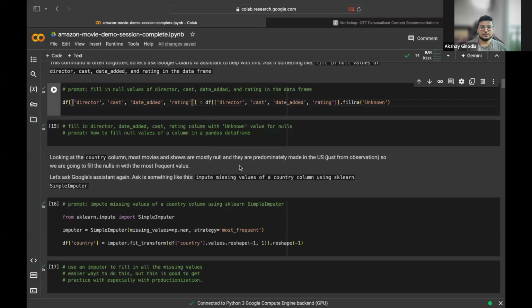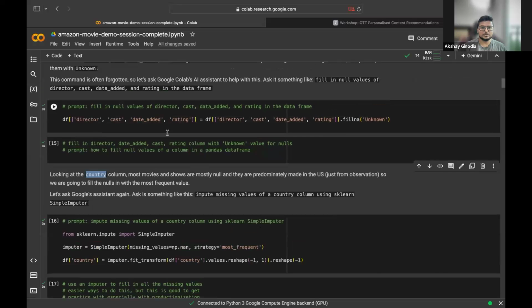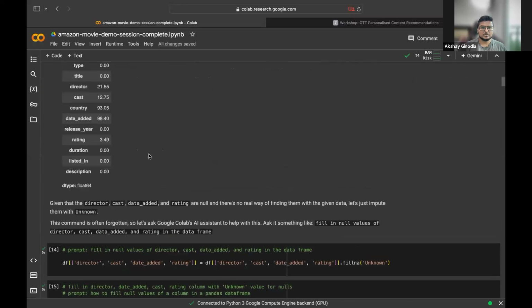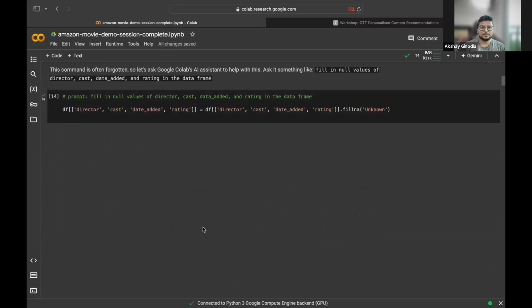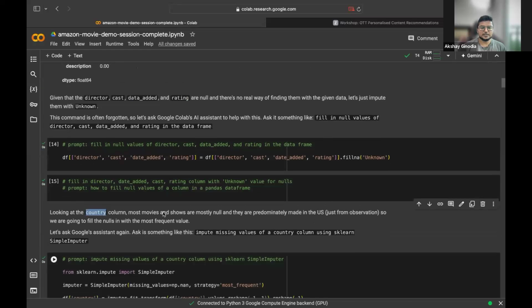So what do we do with the country column? So we did it for 1, 2, 3, 4. So how many null columns do we have? 1, 2, 3, 4, 5. Total of 5, right? We imputed 4 already with unknown.